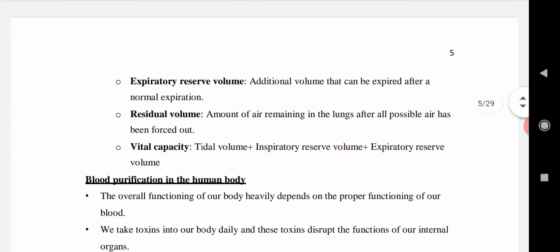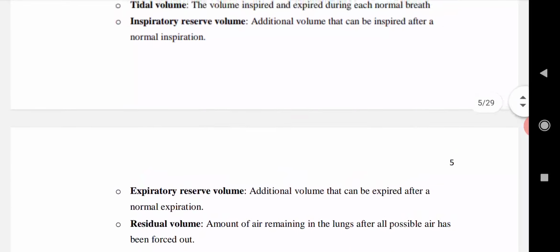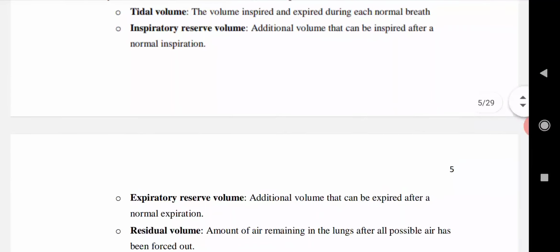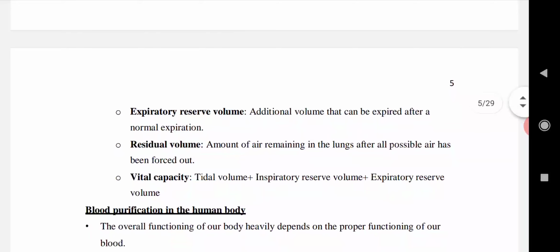Vital capacity means the addition of the above three points: the tidal volume, the volume of air inspired and expired, then the inspiratory reserve volume and the expiratory reserve volume. That is called the vital capacity.